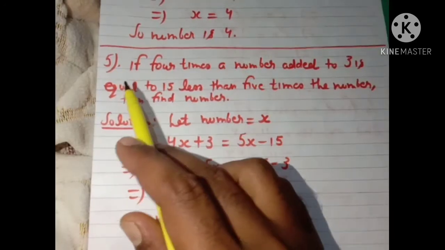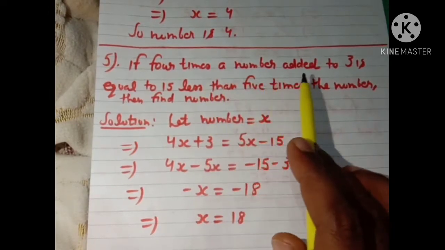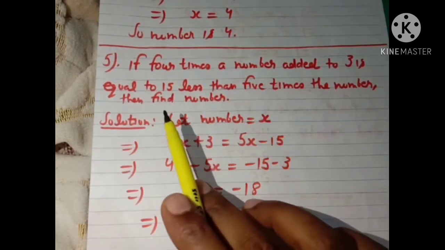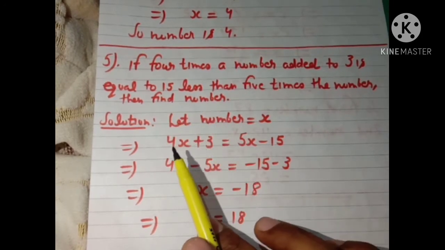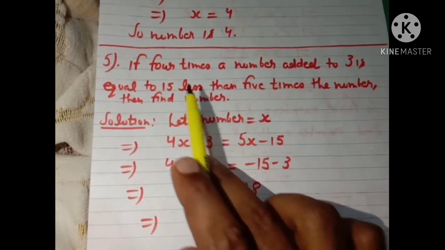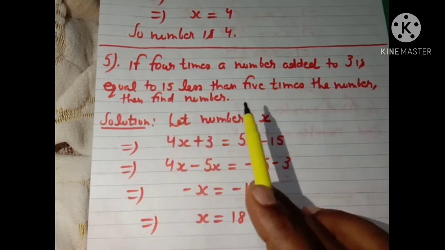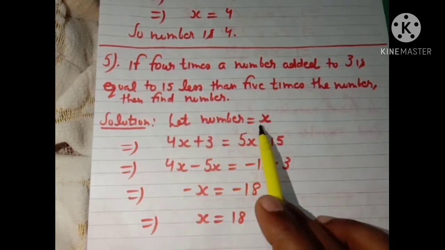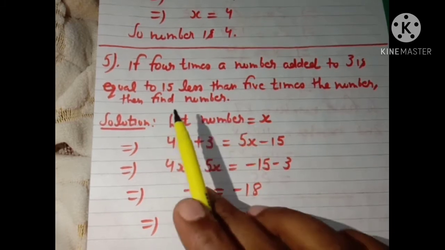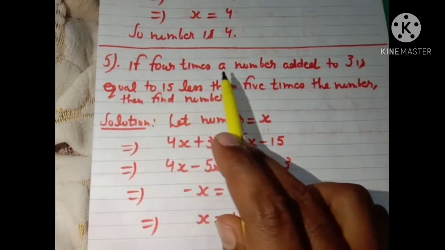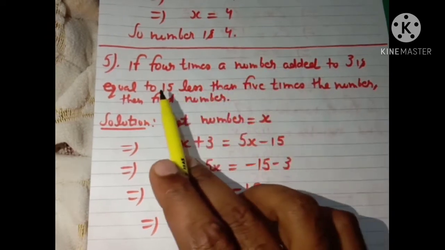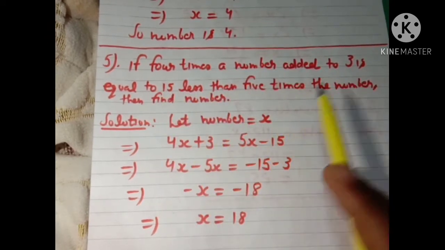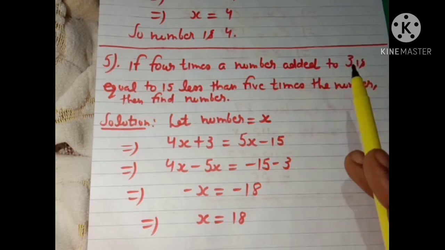So okay, now see the fifth sum. If 4 times the number added to 3 is equal to 15 less than 5 times the number, then find out the number. So now you can see it is also a very simple sum. So with the help of this statement, first of all we will again make the linear equation. So let the number be x. According to the condition, 4 times the number means we have to multiply this number with 4, and is added to 3 means we have to add that to this 3.